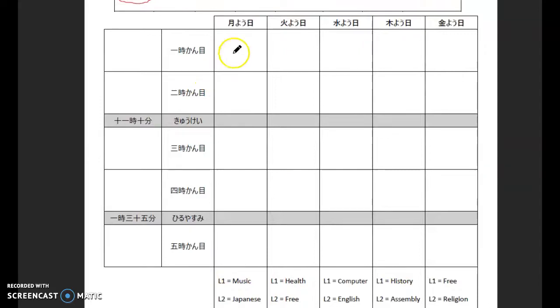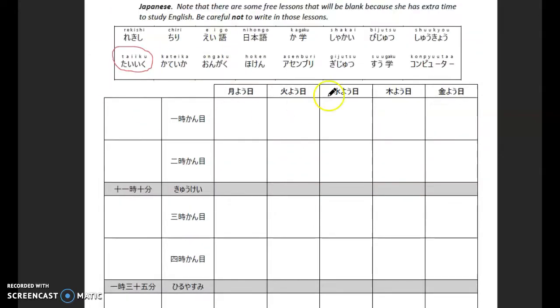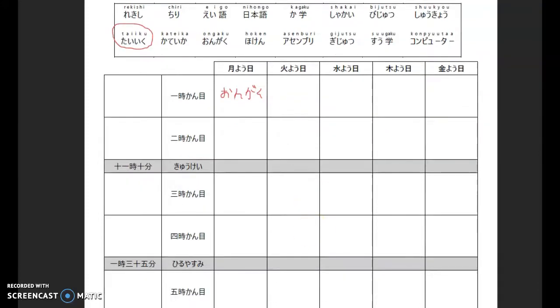First thing, lesson 1 is music. So I need to write the word for music in there. All of the subjects are at the top here. I know that music is ongaku, so I'm going to write ongaku in that lesson. Whenever there's a free, like lesson 3 on Monday is a free, I'm just going to put a big cross over that so I don't accidentally write in it.